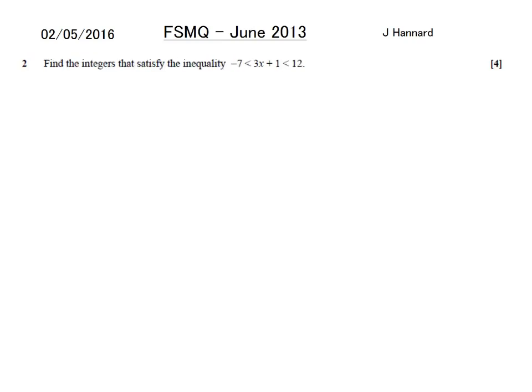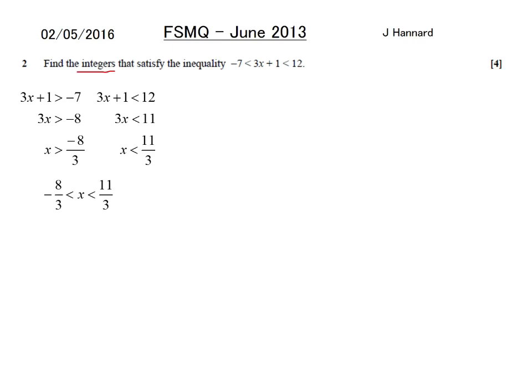Part 2. Find the integers that satisfy the inequality 3x plus 1 in the middle of minus 7 and 12. So, split it into 2, you get 3x plus 1 is greater than minus 7. 3x must be greater than minus 8. x must be greater than minus 8 over 3. Do the other side. You get 3x plus 1 is less than 12. 3x must be less than 11. x must be less than 11 over 3. But the key word here is that we want the integers. So we end up with that interval there, and all the numbers that come in between that are minus 2, minus 1, 0, 1, 2, and 3. So there you go, 4 marks.